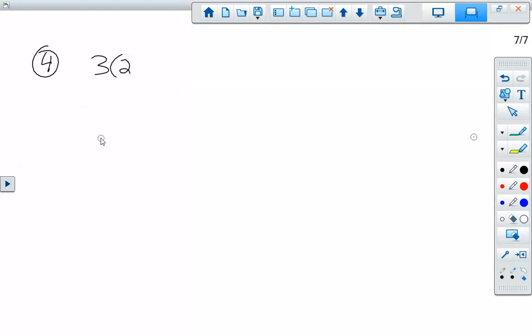I hate T's. Me too. T's are hard to read because they look like plus signs. So have a way of, when you're copying a problem that has a T in it, make a tail on it or something so it doesn't look like a plus sign, or you're going to mess up.